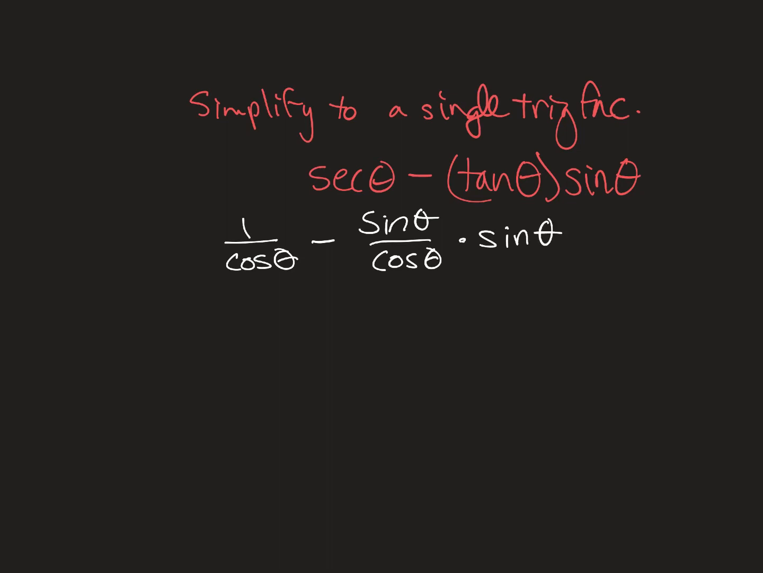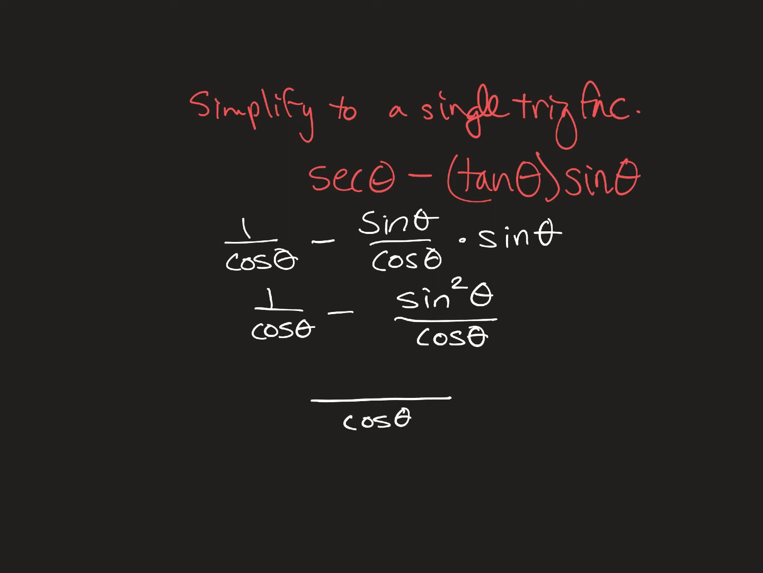Okay, so this is 1 over cosine theta minus sine theta times sine theta, which we know we can write as sine squared theta over cosine theta. All right, I notice I've got a common denominator here, so I'm going to write it over cosine theta. And on the numerator, I have 1 minus sine squared theta.